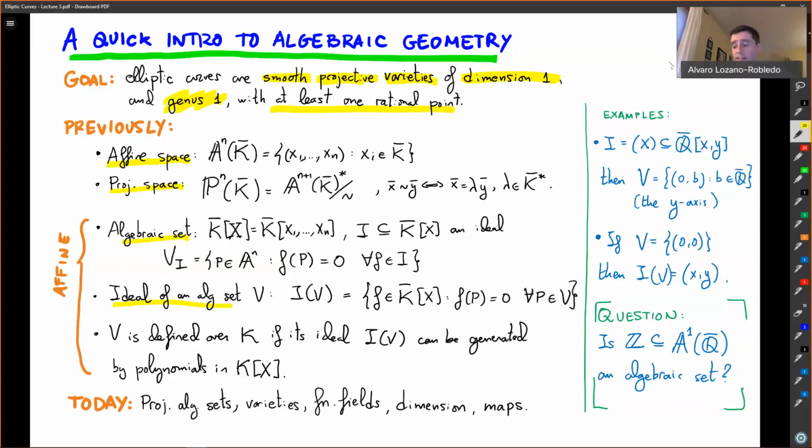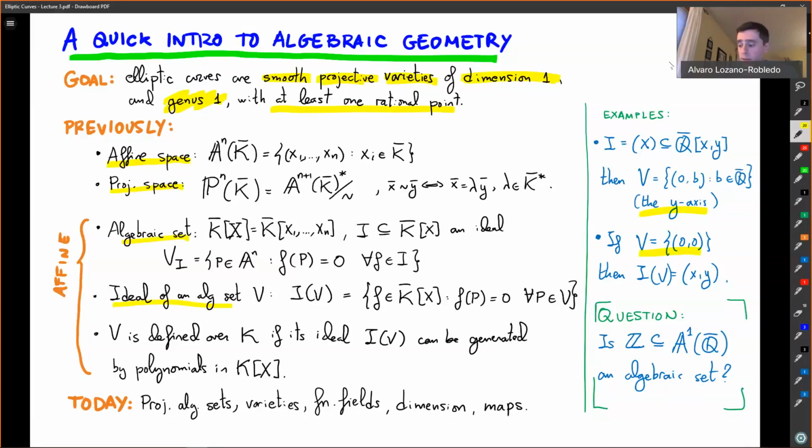We had some running examples. We talked about the y-axis last time, which is given by the ideal x inside the polynomial ring in two variables. And then we also talked about the algebraic set given just by 1 point, and then found that the ideal is generated by xy. There was a question last time about how do you identify if a given set is algebraic or not. So let me pose this question: are the integers an algebraic set within the affine line?